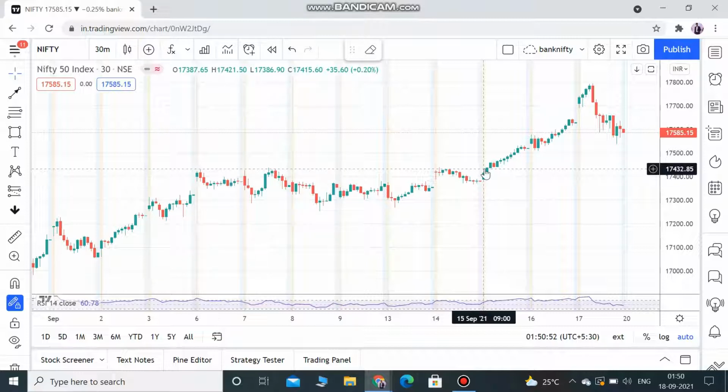Bank Nifty recently made a new high, so everyone has a question mark. Where do you find the next resistance? I'll be showing you a small trick on how to find the unknown resistance.